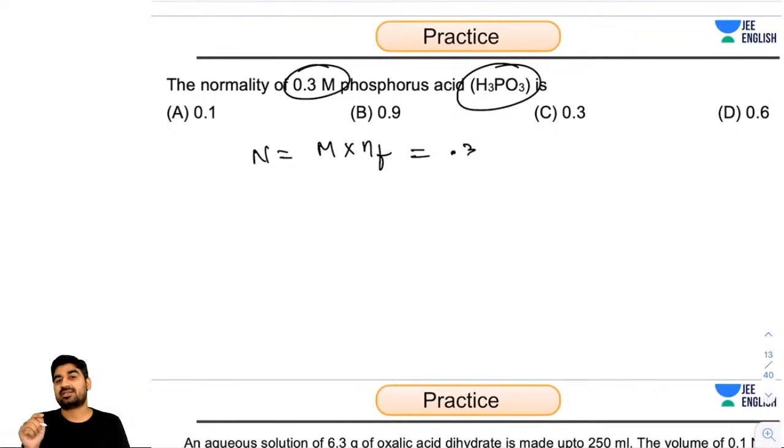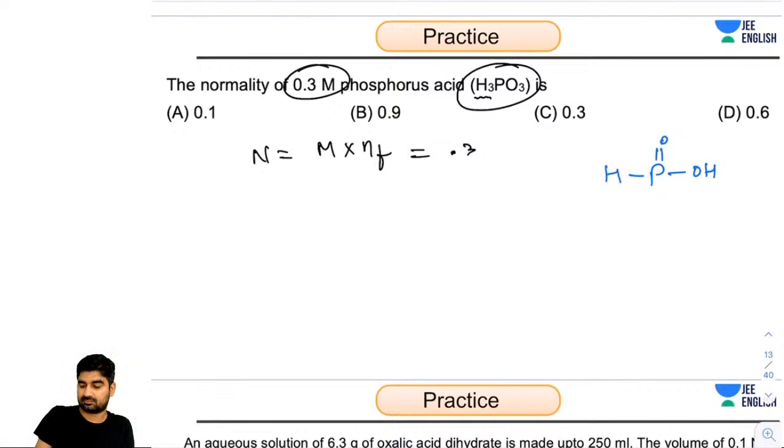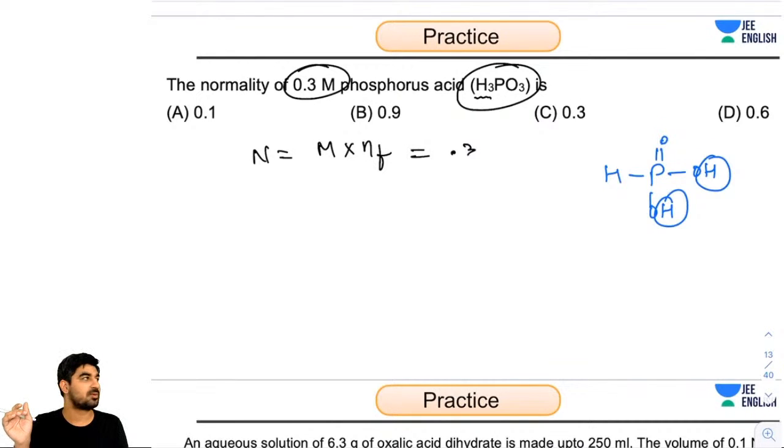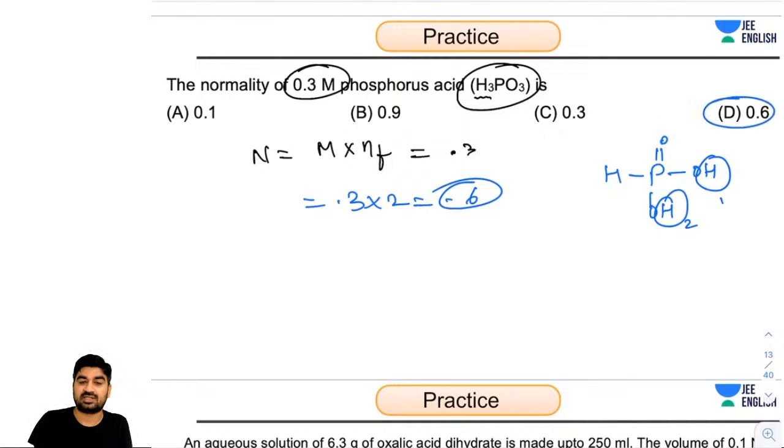Good afternoon. So guys, just because there are 3 hydrogens does not mean it will have an n factor of 3. You should know about the structure of this. So guys, just tell me how many acidic hydrogens are there? So here 1 and 2, only 2 acidic hydrogens are there. So molarity is 0.3 and n factor is 2, so it will be 0.6. Done. Any doubt, guys? No doubt? Please tell me now.